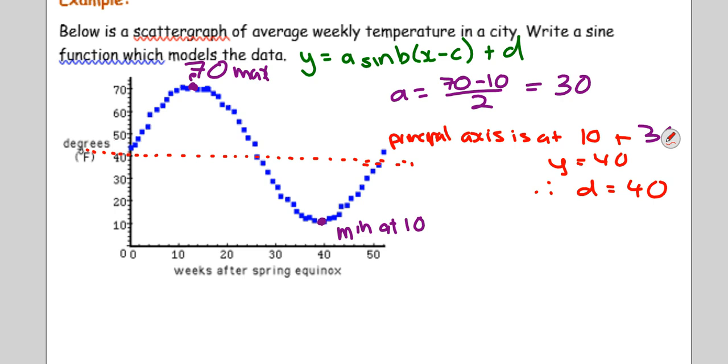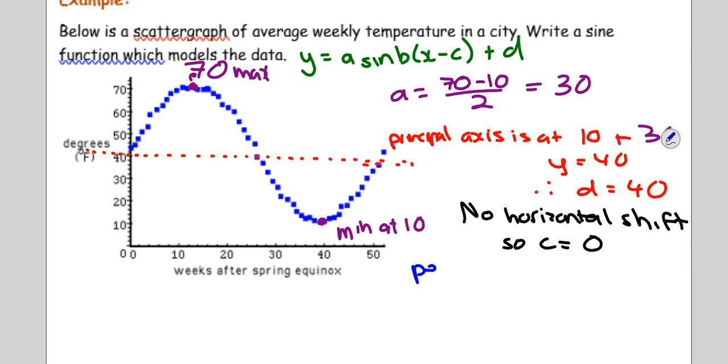You made a point that you noticed that there's no horizontal shift. So c equals 0. And what's the period? We've got to work out the period. What do you want to say the period is, looking at the graph?